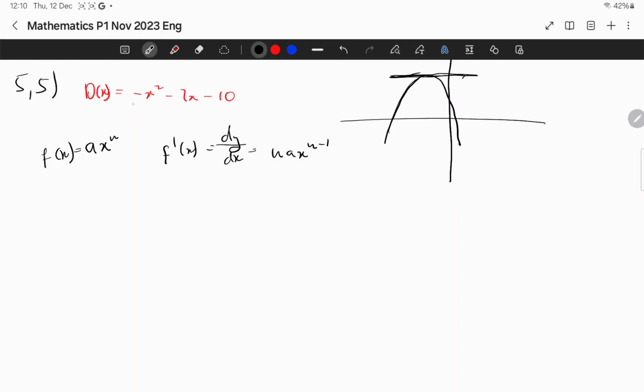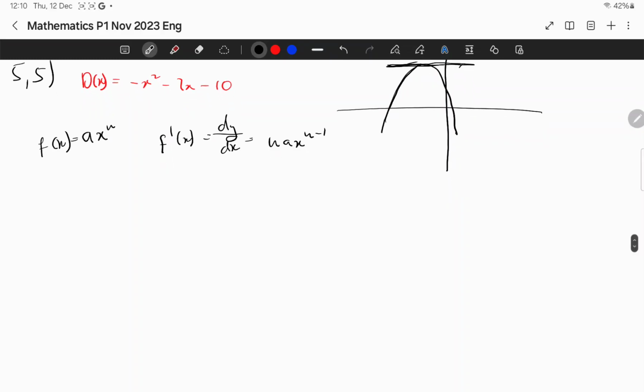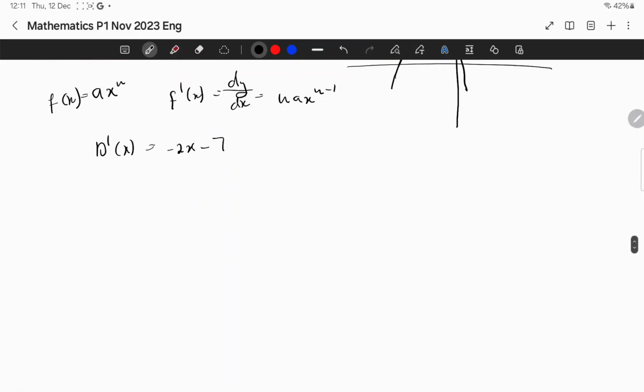So now we want to find the derivative of our function d of x. So d prime of x will be equal to, take this 2 down here, we have a minus 2x. You subtract 1 from that, so it just becomes x. There's a 1 there, it's an invisible 1. Take this 1 down here, it just becomes minus 7. Subtract 1 from there, it's x to the 0, which is just 1. So this is our derivative.